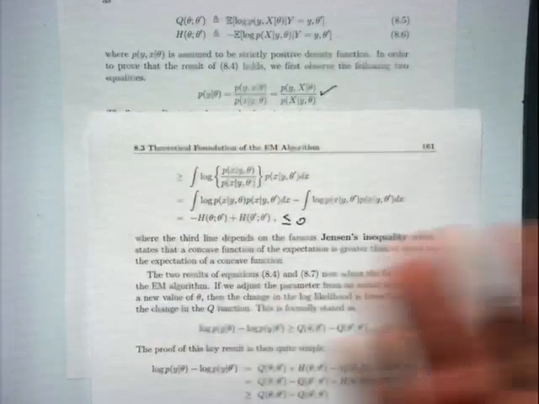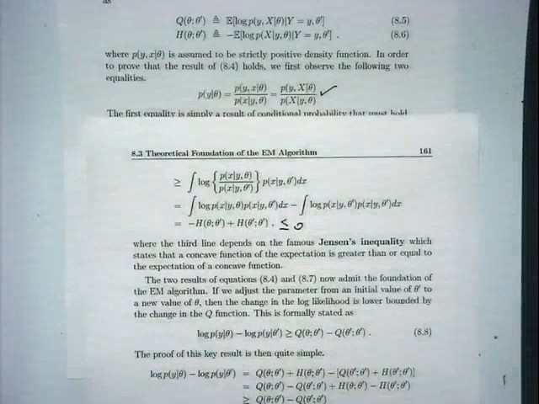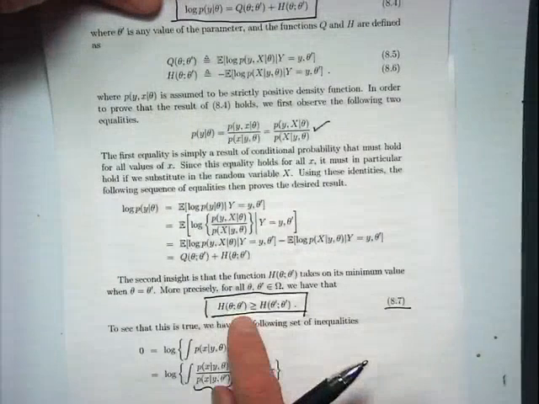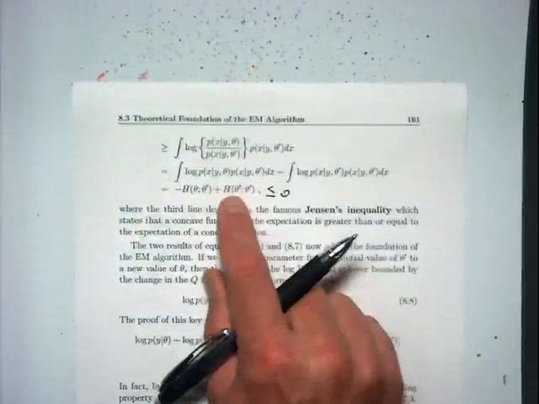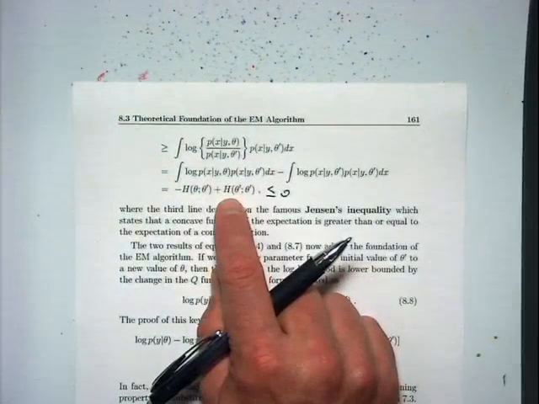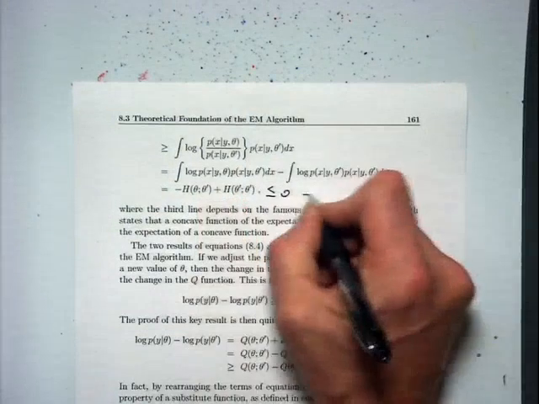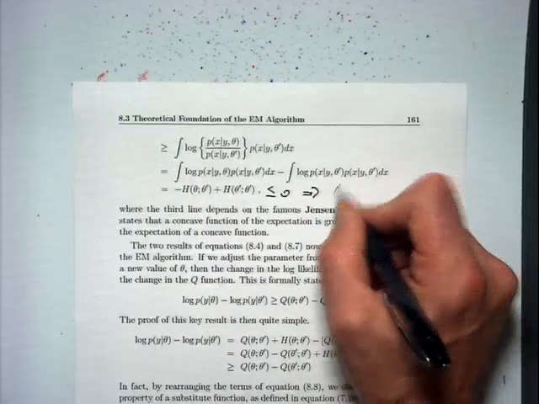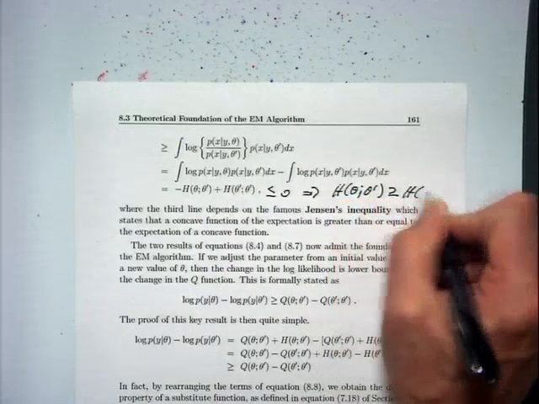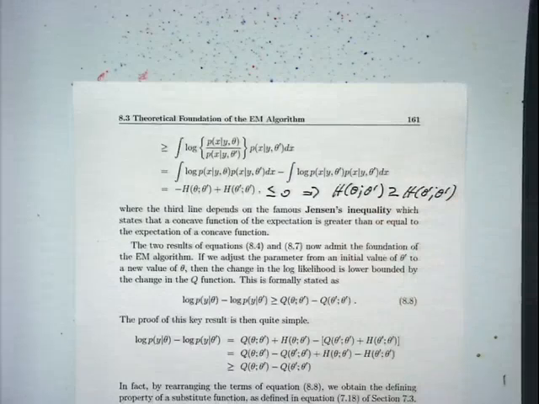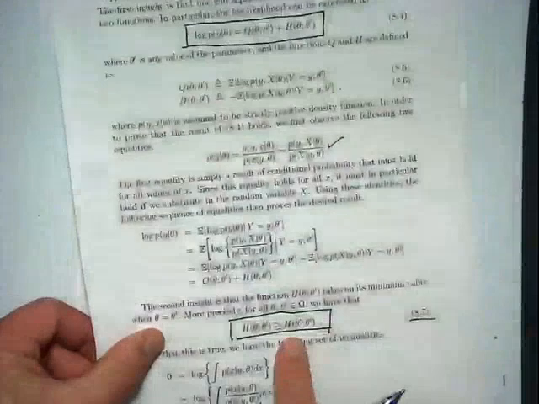And based upon that, the result's immediate. Because what we're trying to show is that H of theta prime is greater than or equal to H of theta. So we have it right there. This implies that H of theta prime is greater than or equal to H of theta. But be that as it may, I think the only thing you really need to take away from this is that you can use Jensen's inequality to show this important result.